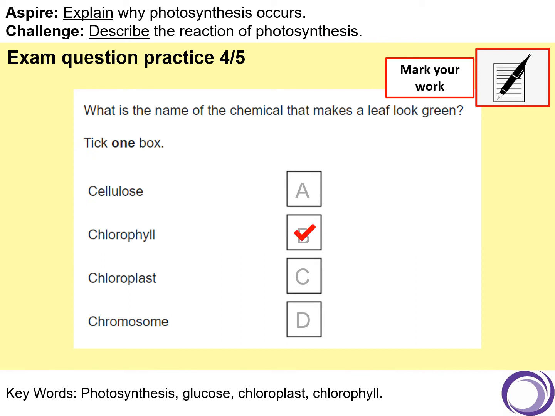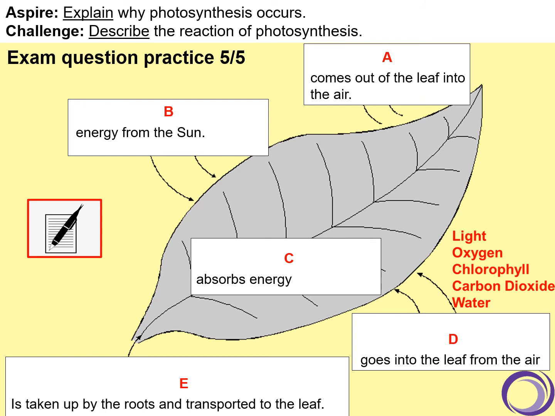Okay, so hopefully you've all got the answer written down, and that's chlorophyll. Okay, so we have now last question, and we have labels A, B, C, D, and E. A comes out of the leaf into the air, B is the energy from the sun, C absorbs energy, D goes into the leaf from the air, and E is taken up by the roots and transported to the leaf. Now A, B, C, D, and E are the words that are read on the right hand side of the page if you need that help.